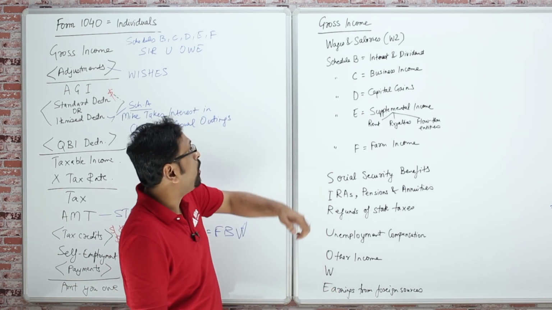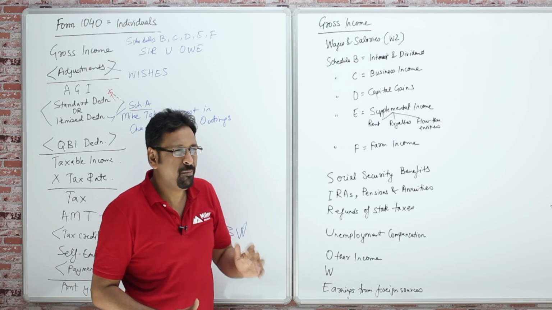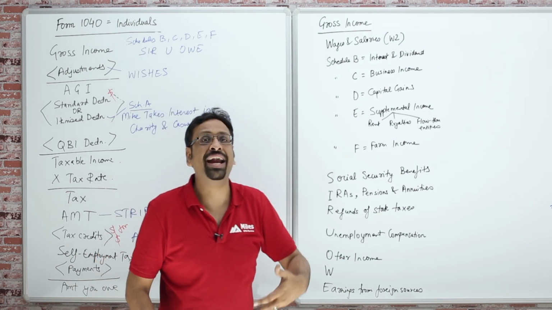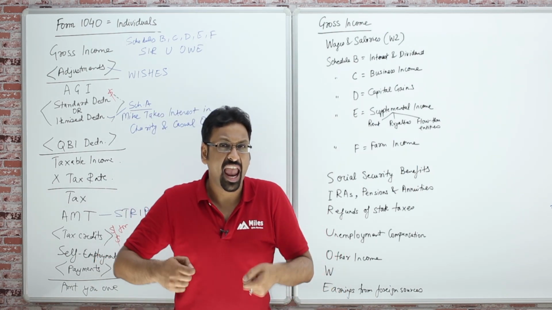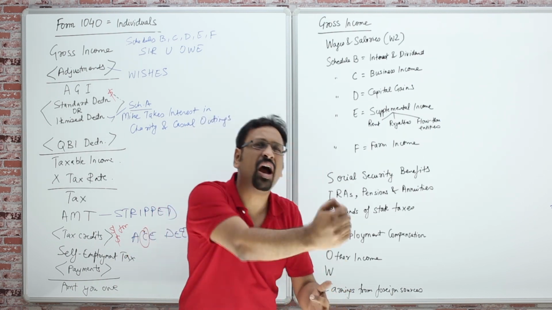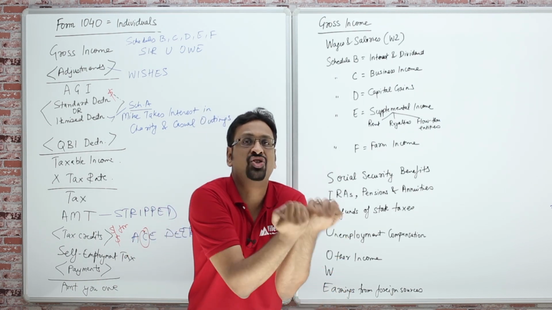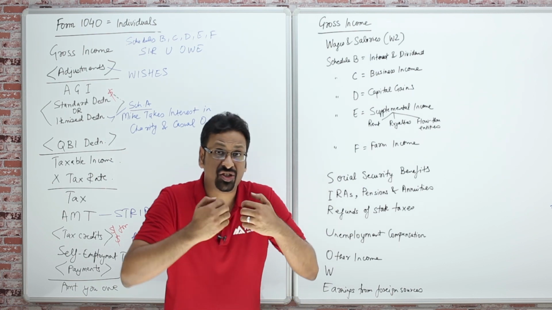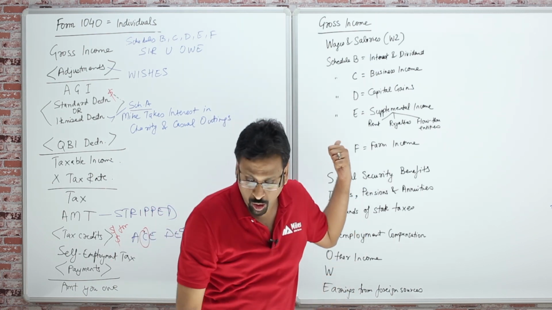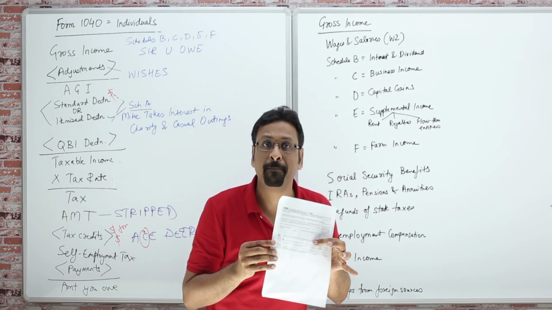So when we talk about gross income, the big item, the most common item, is wages and salaries. It's like every month you're working really hard for your employer and you get a paycheck at the end of the month. So that's 12 paychecks for the year on your form 1040.